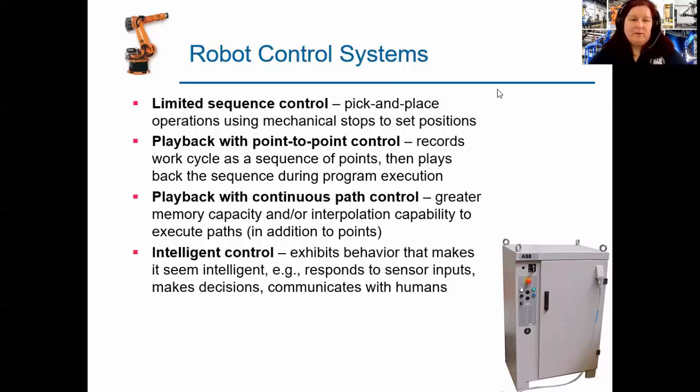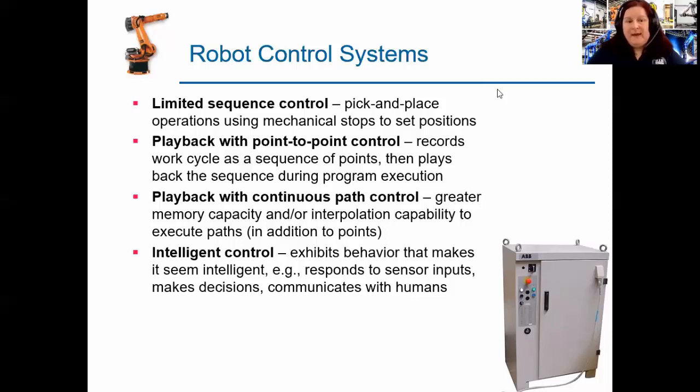So in terms of robot control systems, we have limited sequence control. We use that when we have pick and place operations, when you need to use mechanical stops to set positions. Then we have a playback with point-to-point control. Then we have to record a certain work cycle, a sequence of points, and then play back that sequence during the program execution. An example is when you have to do welding. I do spot welding, and I have to do weld, weld, weld, weld, weld. Or I do painting, then I have a trajectory I'm following.